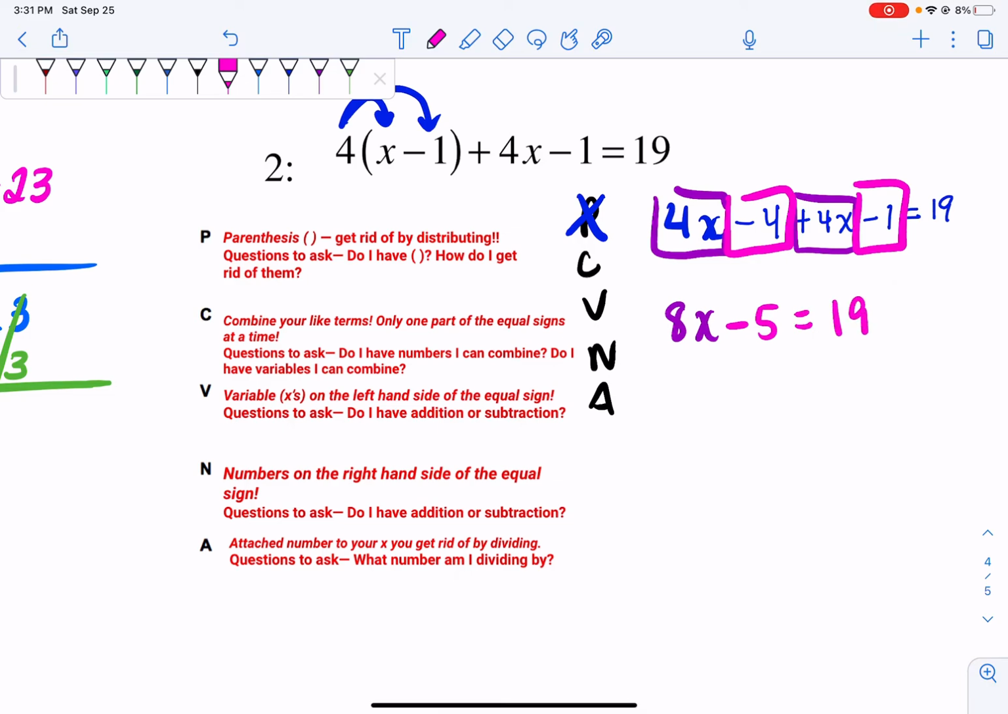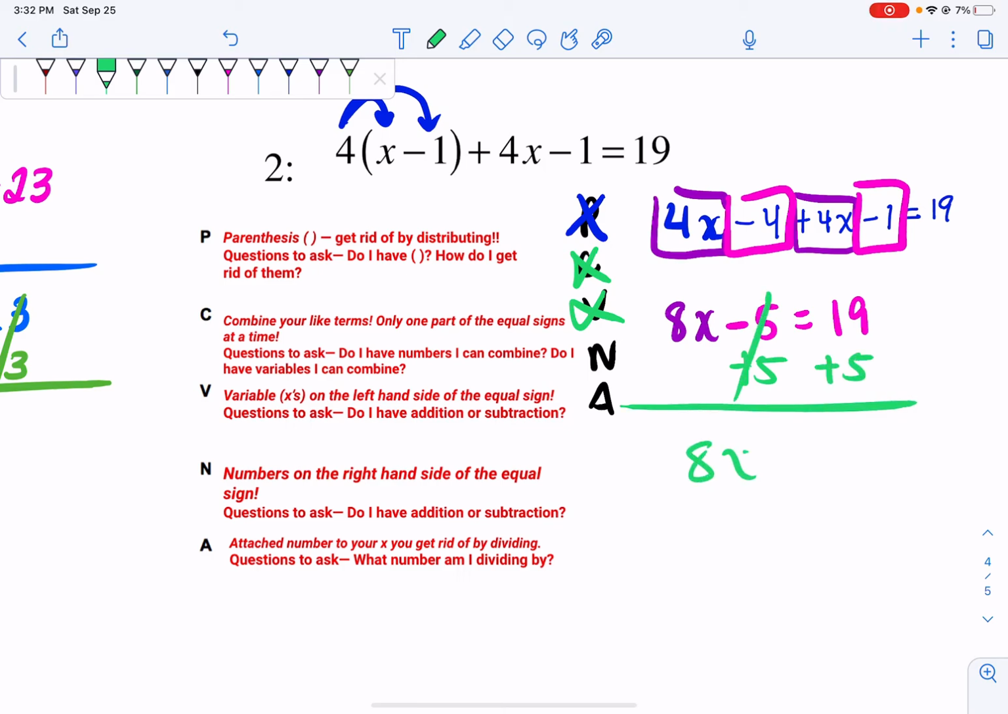Now it becomes a two-step equation. I have to ask myself how I get rid of a minus 5, and that is add 5. Well, because we combined our like terms, our variables are on one side, so I can add 5 to both sides of my equation. 19 plus 5 is 24.